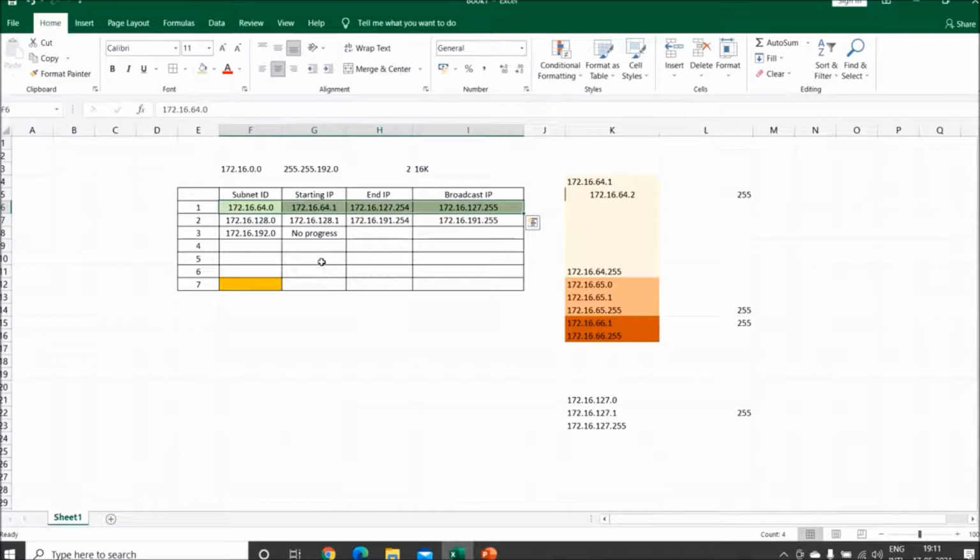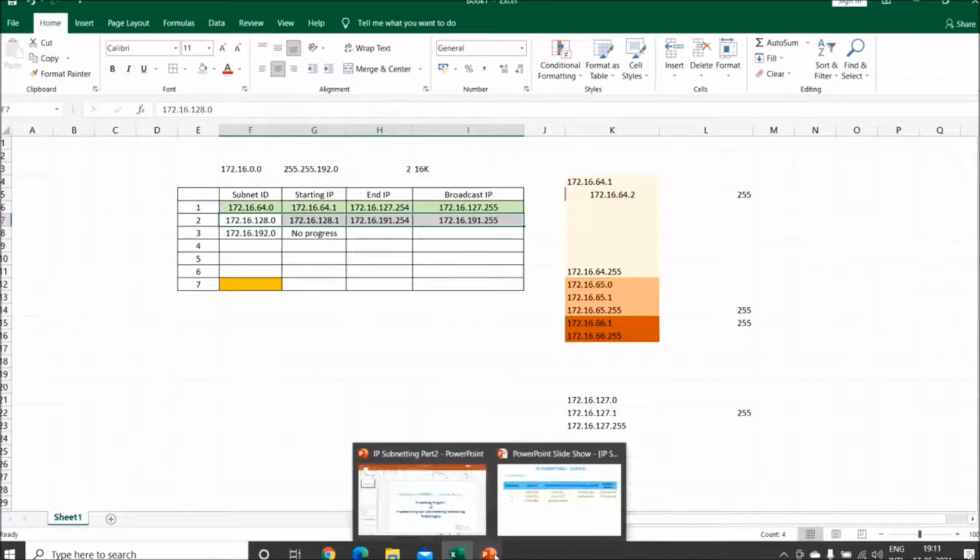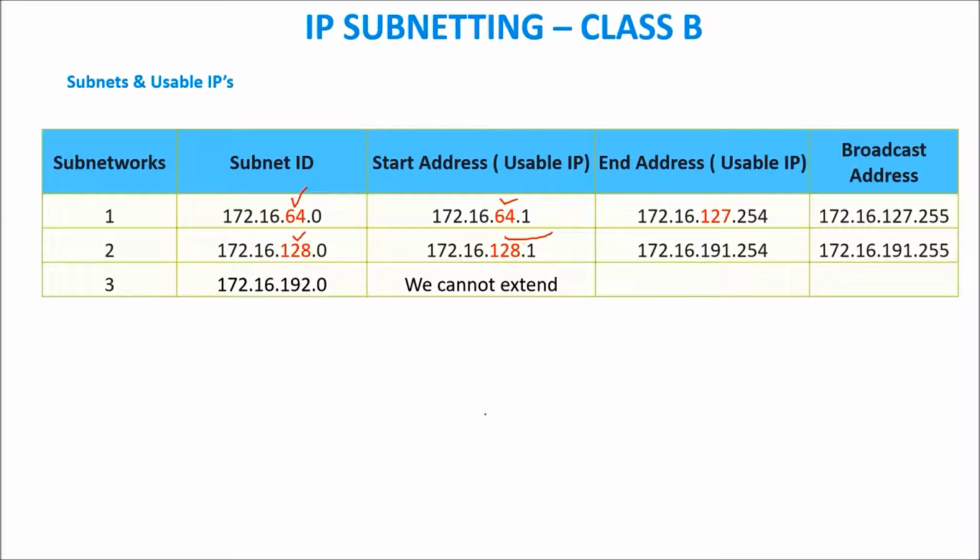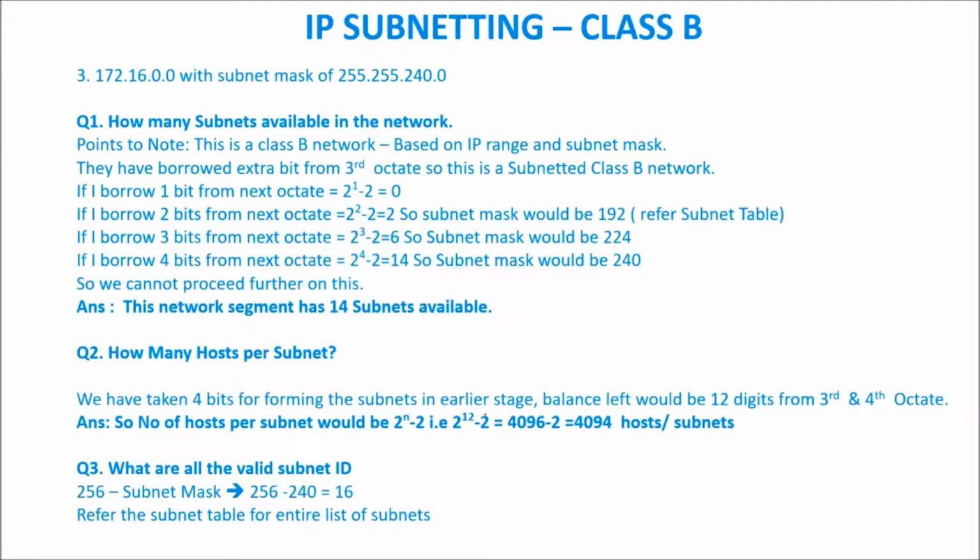Normally this is used with a corporate environment, okay, corporate networks where they have equal number of networks and equal number of hosts available in the setup. Okay, this is for class B subnetting. Hope this is clear. So we'll go with next example.